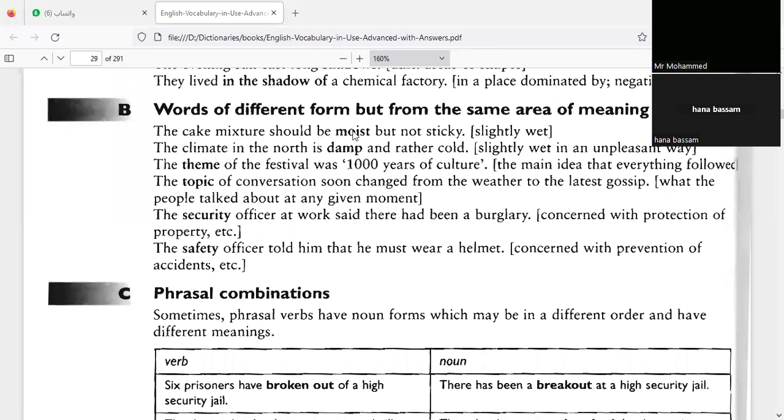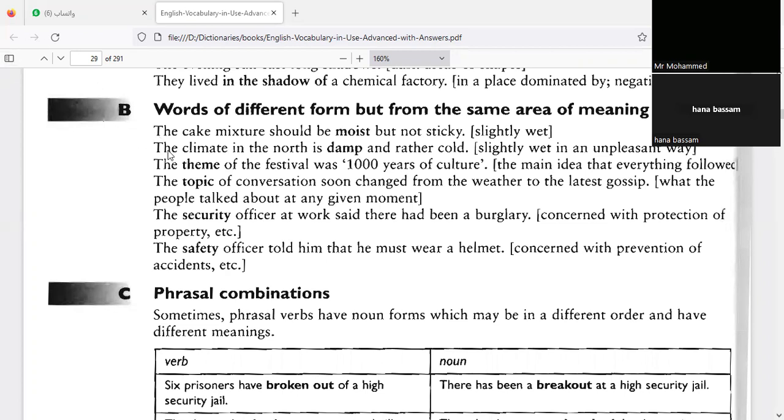So the first one, moist, we said, بقول لك يا هنا, when I say her eyes were moist with tears, احنا بنقولها عينيها يعني مدمعة أو عينيها مرغرفة بالدموع, مش بنقولها كده؟ أوكي, فمويست هنا بمعنى رطب. Let's move to the second, اللي هي slightly wet. So moist here, it means slightly wet.